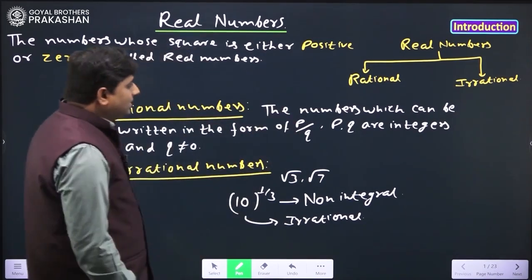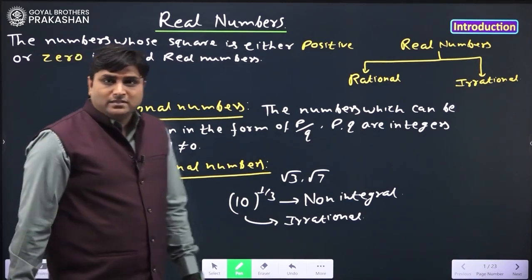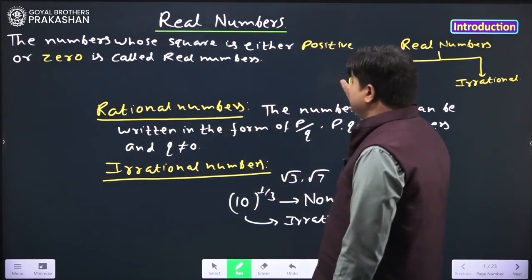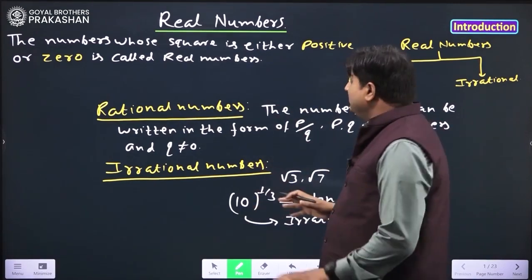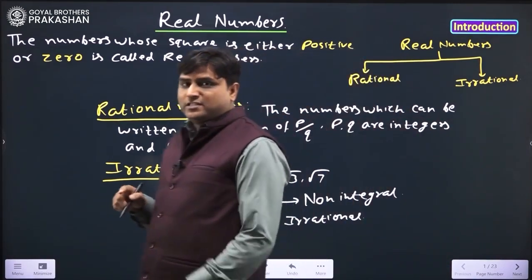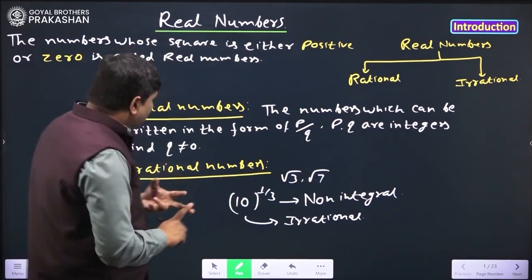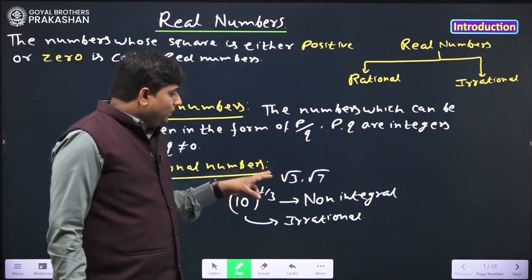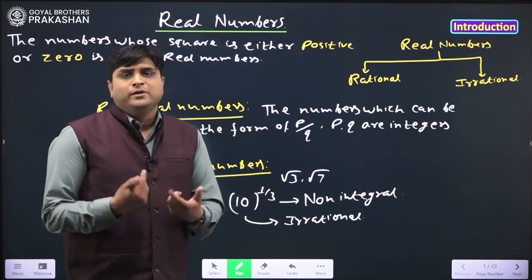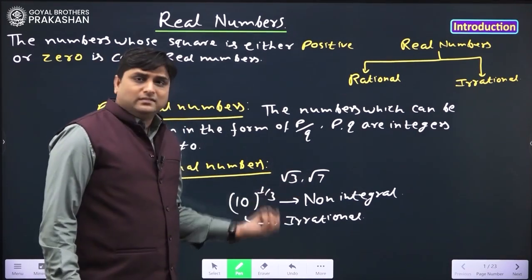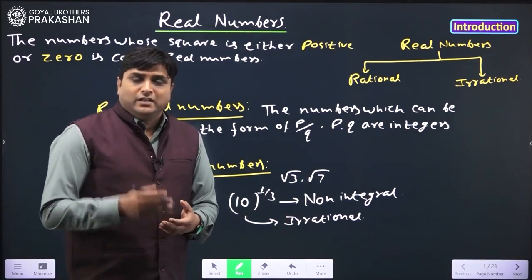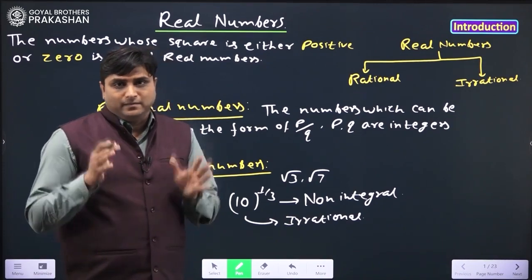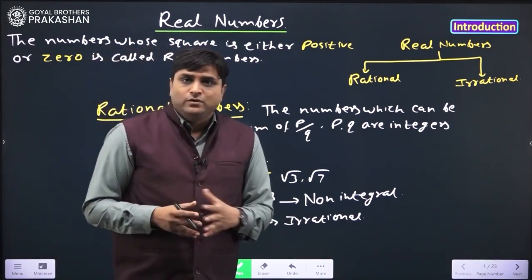So this is about rational and irrational numbers. Let me revise. Real numbers are basically the numbers whose square is either positive or 0. Real numbers are of two types. First is rational and second is irrational. Rational numbers are those which can be written in the form of p by q, and q should not be equal to 0. Irrational numbers are those which cannot be written in the form of p by q. In decimal form, we can say non-terminating and non-repeating decimals are the irrational numbers. So this is the introduction about real numbers.